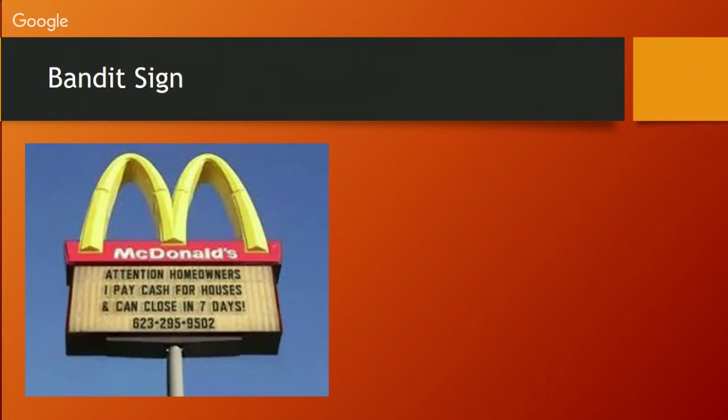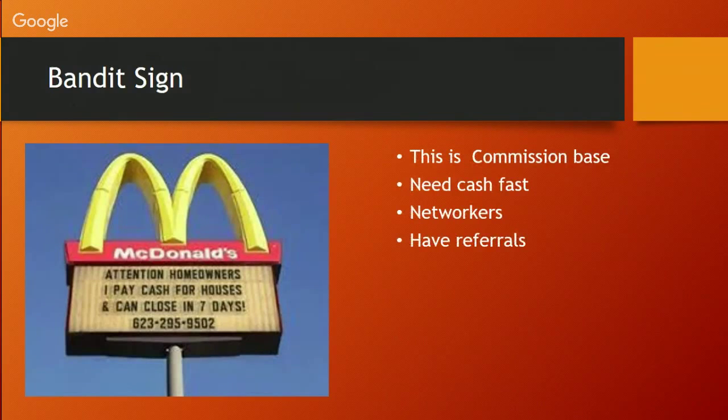So let's take this. We all know McDonald's. They're everywhere in the world. But instead of having a McDonald's sign saying come in, it says, attention homeowners, I pay cash for houses and can close in 7 days. So let's just say if a person caught their spouse cheating, they would take this sign and say, hey, my husband or wife just cheated on me, the house is up for sale, everything $1. So that's more like a magnet sign.